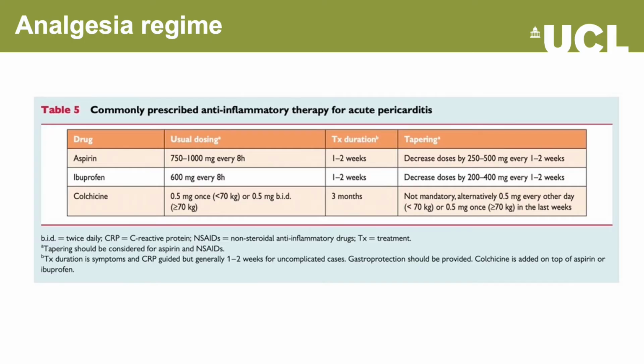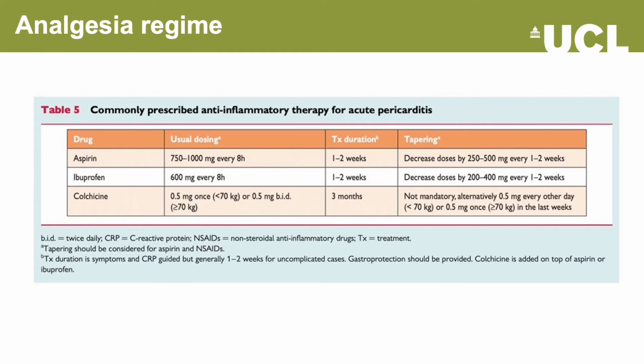So your initial analgesic regime, as I've said, it's important that you prescribe some anti-inflammatory therapy for acute pericarditis, and you basically have three options here: aspirin, ibuprofen, and colchicine. It's important to realise that you're using a higher dose of both aspirin and ibuprofen. Colchicine is a relatively standard dose, but you'll notice that aspirin and ibuprofen are used in relatively higher quantities. Aspirin is 750 to 1000 milligrams every 8 hours for 1 to 2 weeks, and ibuprofen is 600 milligrams every 8 hours for 1 to 2 weeks, and then you taper down both of those.